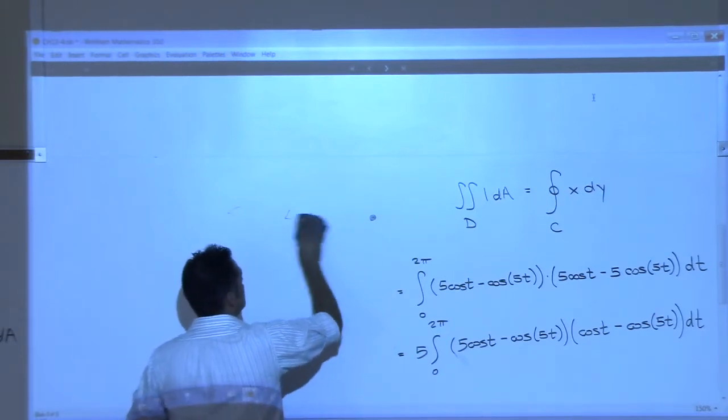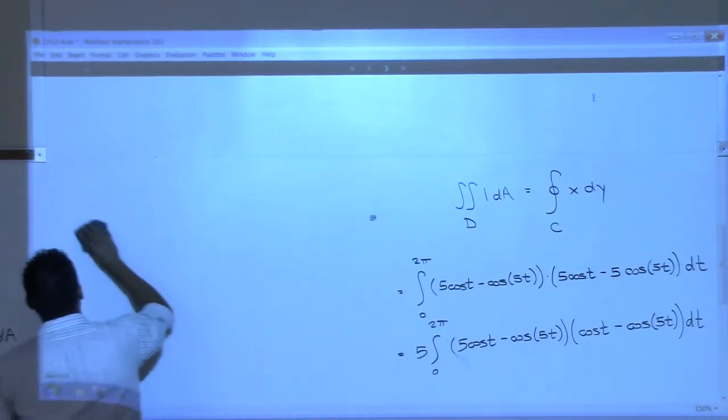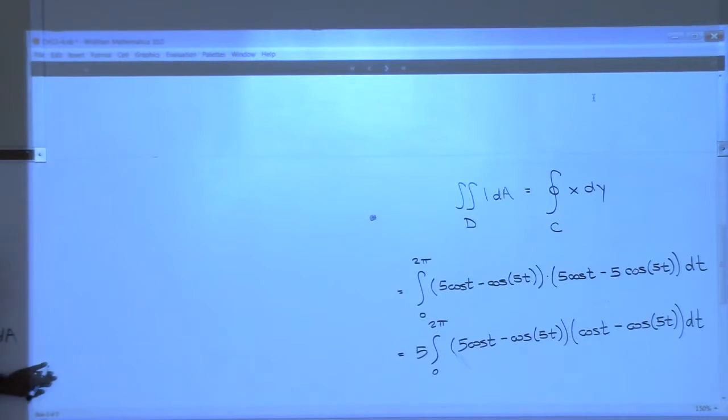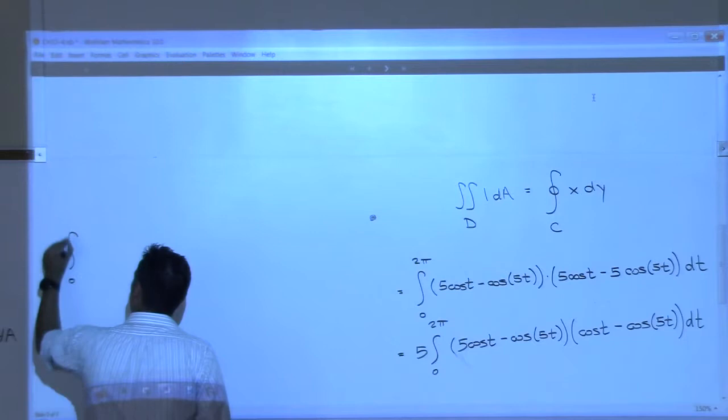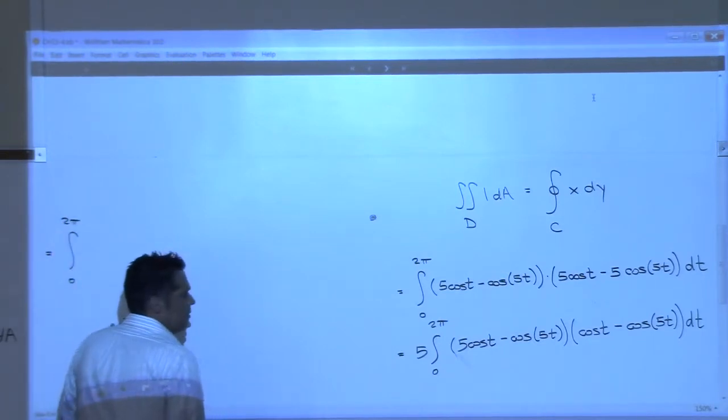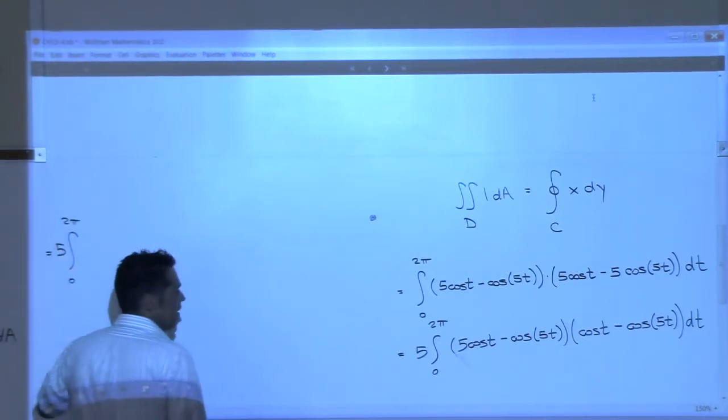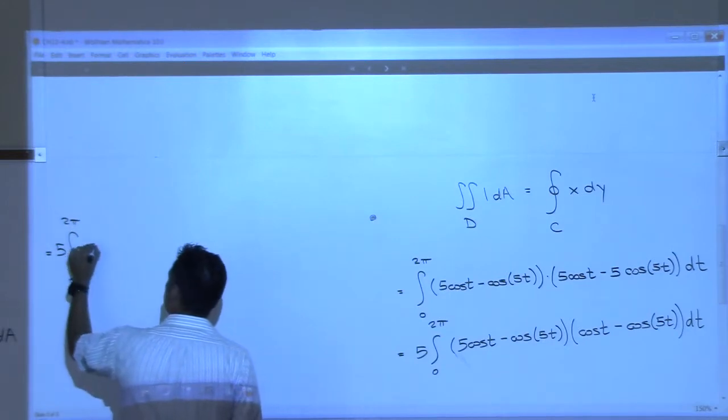This isn't going to be a fun integral, but at the same time, we're finding the area of a pretty weird shape, right? I mean, it should require some effort for this. So integral 0 to 2 pi. All right, we've got the 5 outside, sorry. And then 5 cosine squared t.